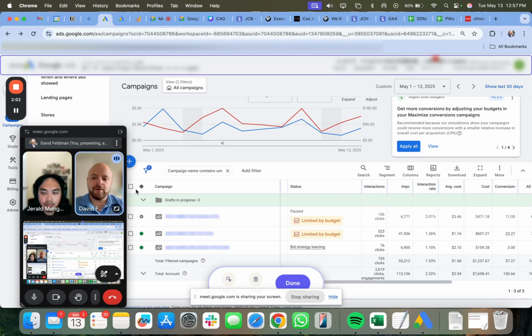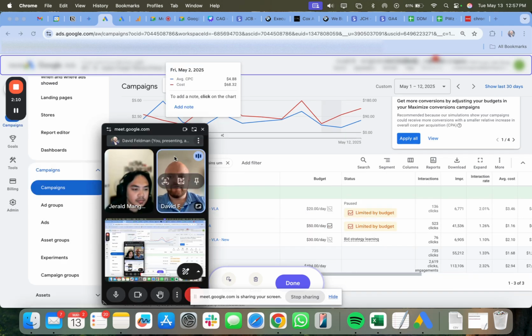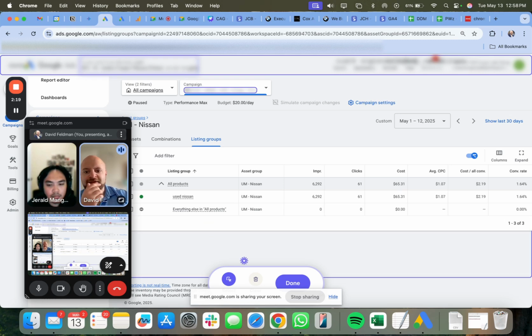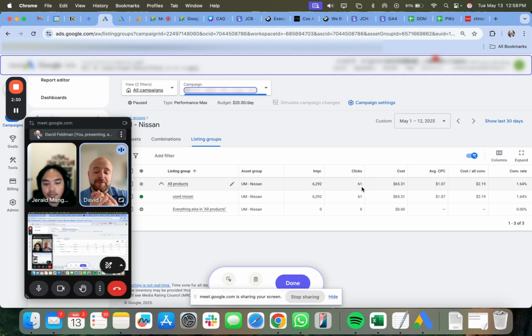So I don't know. I'm going to click into this campaign and see what happens. So even before we click into this campaign, this had 136 clicks at a $3.46 cost. Now, when we actually click into the same campaign and look under listing groups, we find that only 61 clicks happened on our listing groups, which essentially means 61 clicks happened on the product ads.